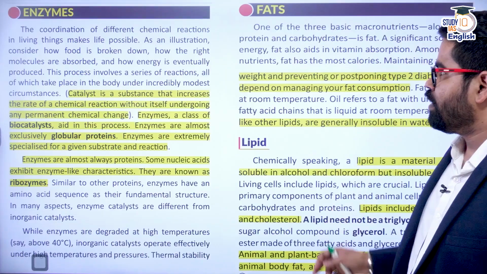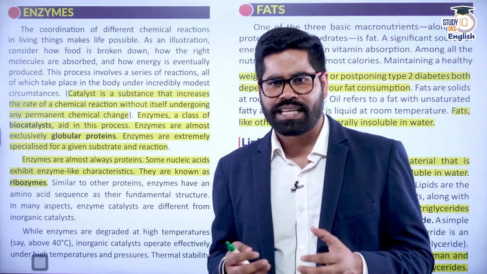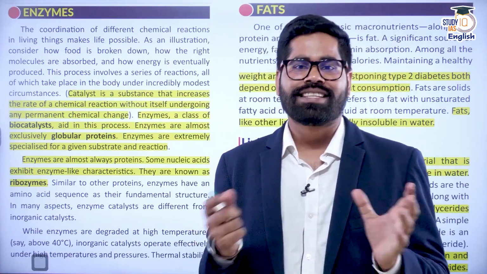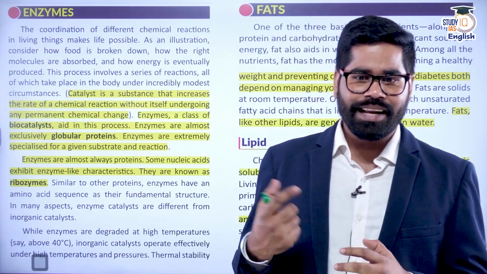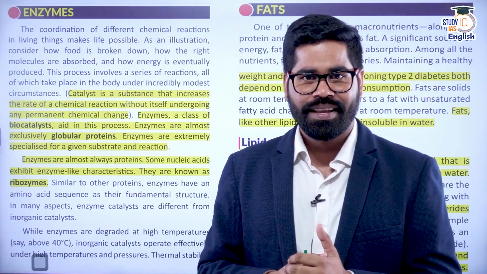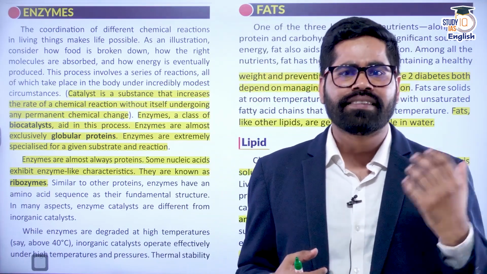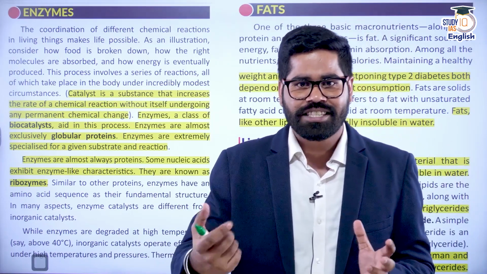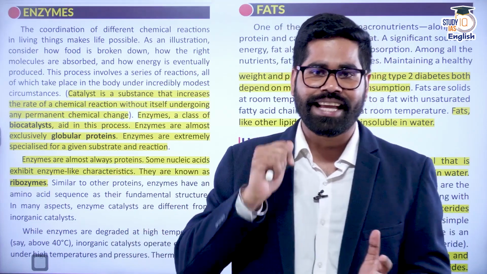Then we have certain enzymes in our body. Enzymes are sometimes called globular proteins. Now these enzymes are basically acting as catalysts. Now what is a catalyst? A catalyst is a substance which increases the rate of a chemical reaction.